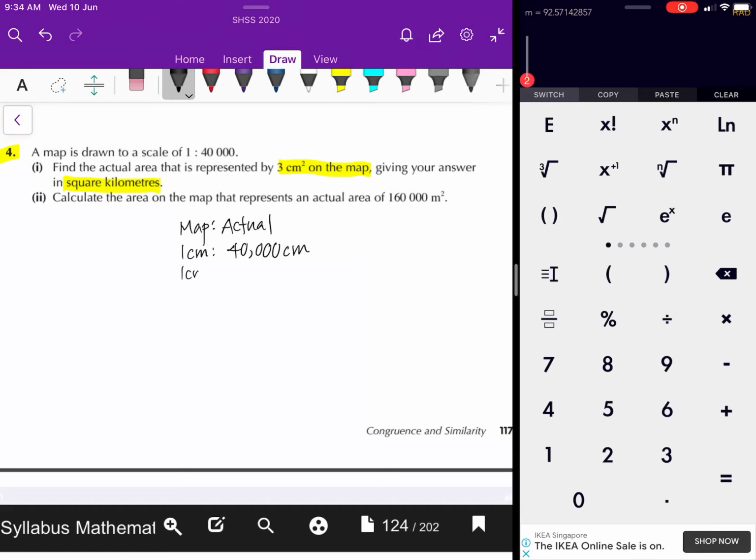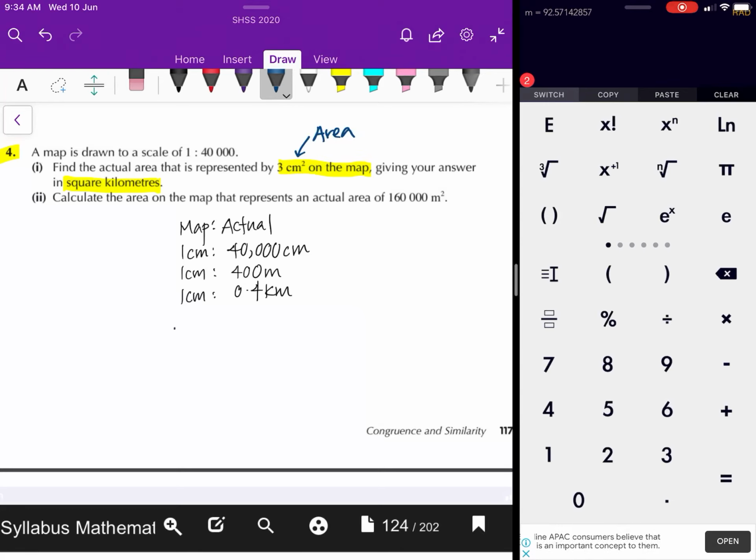So I do 40,000 cm. Now how do I change cm to meters? Divide by 100. So I get 400 meters. Then to change it to kilometers, divide by 1,000. I get 0.4 kilometers. Now, this 3 cm square is obviously the area.